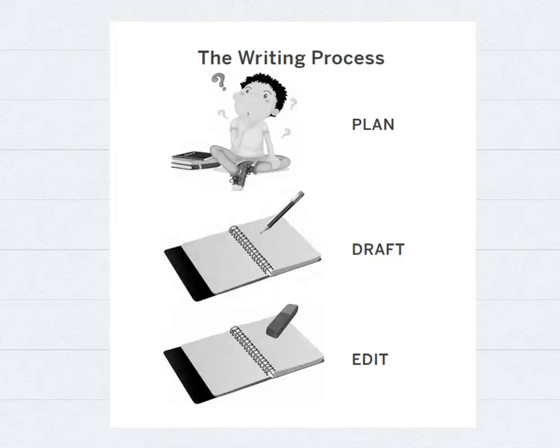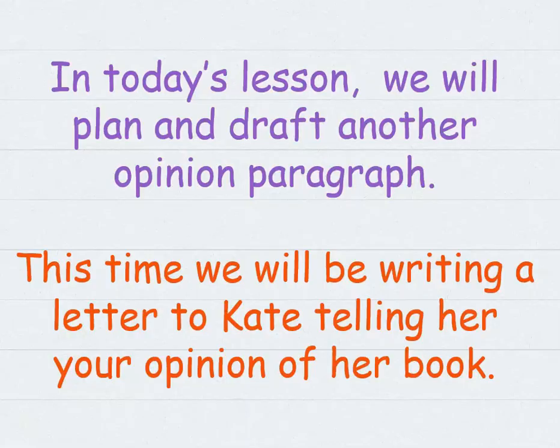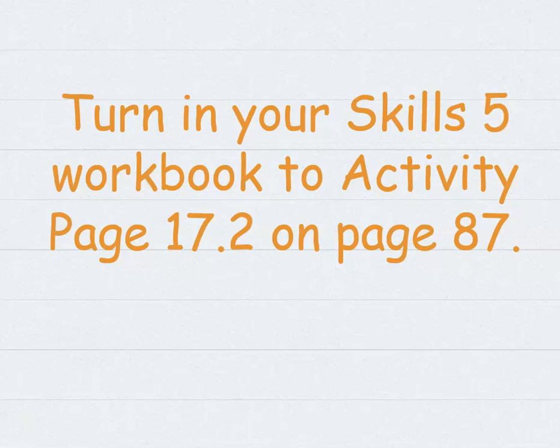Remember in our last lesson, we reviewed the writing process. The first step was plan, the next step was draft, and the last step was edit. Today, we're going to plan and draft. What is an opinion paragraph? Very good. An opinion paragraph is when you take a stand or state your view on a certain topic. In today's lesson, we will plan and draft another opinion paragraph. This time, we will be writing a letter to Kate telling her your opinion of her book. Turn your Skills 5 workbook to activity page 17.2 on page 87.